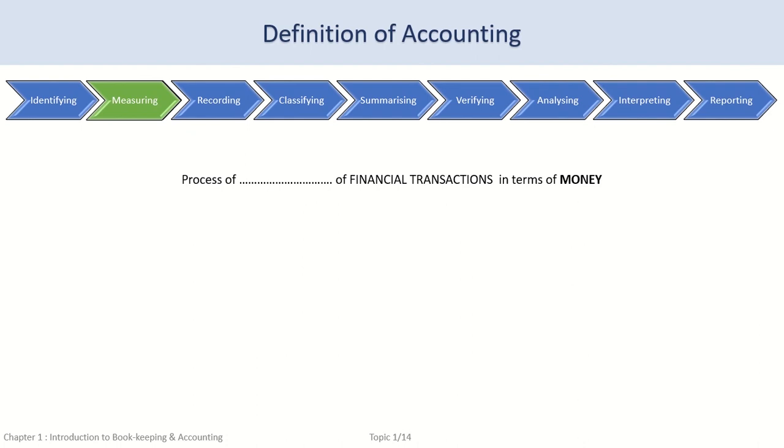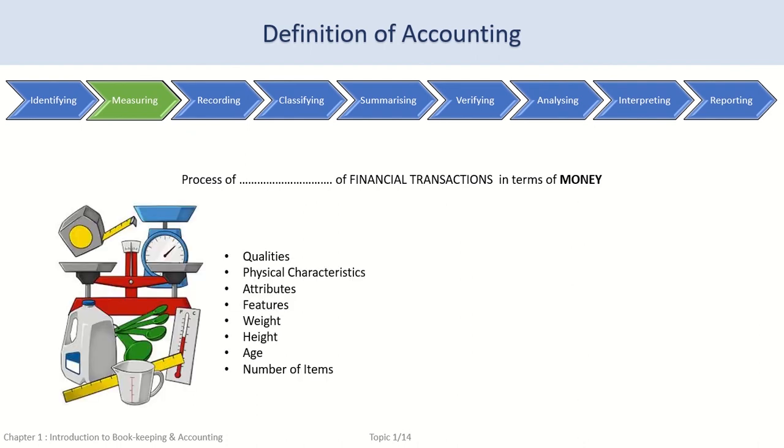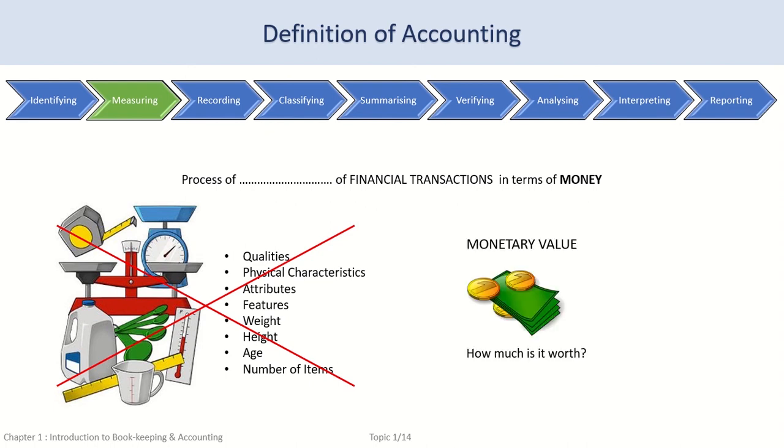Everything else is just additional information. Qualities of a person, such as intelligence, honesty, etc., physical characteristics of a person or an object, its attributes or features, weight, height, age, number of items, etc., are all irrelevant in accounting. The only unit of measurement that matters and that should be recorded is the monetary value of the financial transaction.